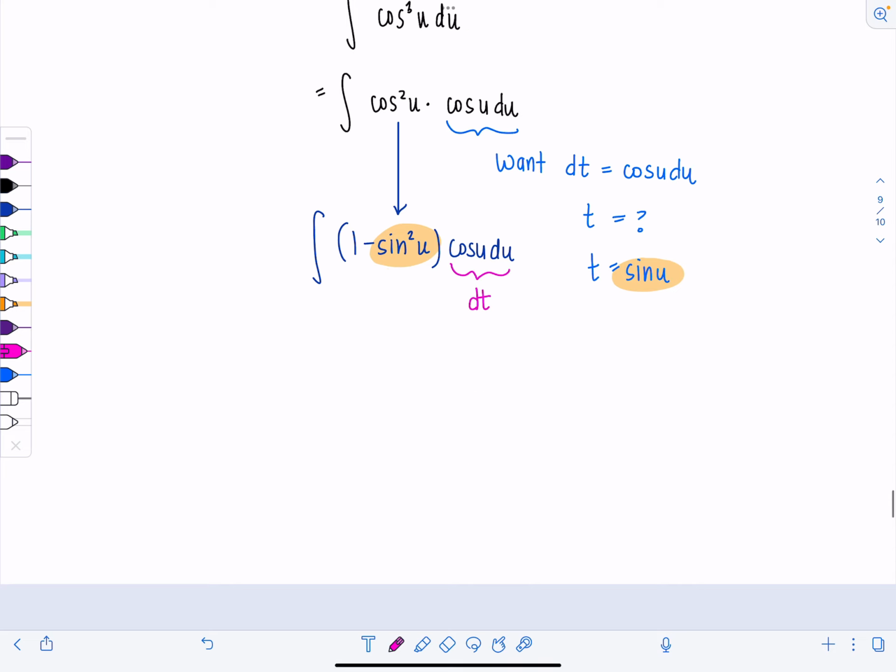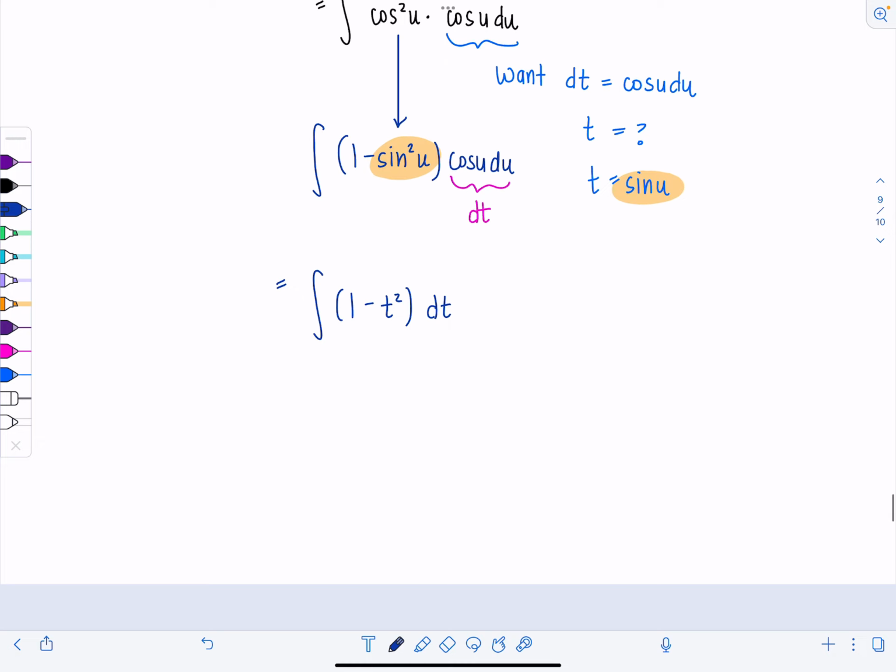Okay, so now let's rewrite the integral in terms of t. So this is going to be 1 minus t squared dt. Can you antidifferentiate that? Oh yeah, this is no big deal. The antiderivative of 1 is t minus the antiderivative of t squared, 1/3 t cubed, plus c. Now go back. Replace t with sine u. So this is sine u minus 1/3 sine u cubed plus c.